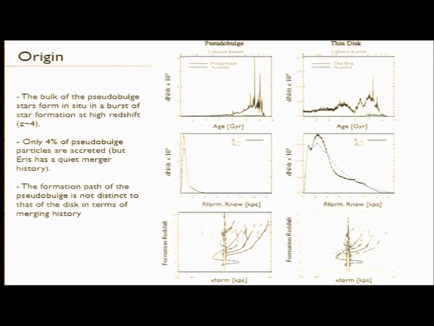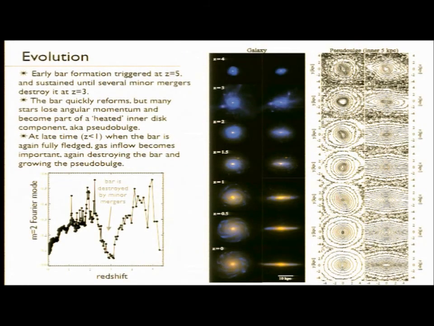And in terms of merger history, the pseudobulge and the thin disk really have a very similar merger history, meaning that the paths through which the pseudobulge and the disk form are not very different. It's not like the pseudobulge forms exclusively via mergers, for example. It's a process that goes on together. And the pseudobulge evolves over time.